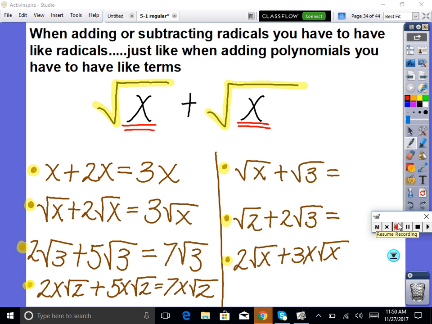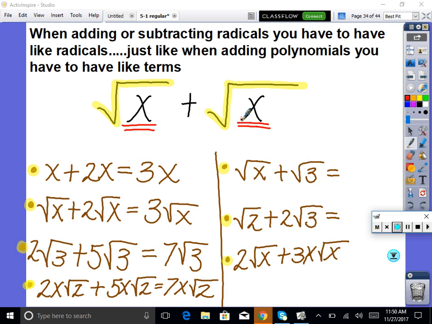Now, adding and subtracting radicals are more picky. Two things have to be the same to add. It's not like multiplication, where it's less picky. Both things have to be true to add. The radical has to be the exact same no matter what, and what's underneath has to be exactly the same no matter what.